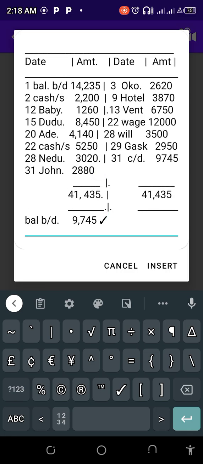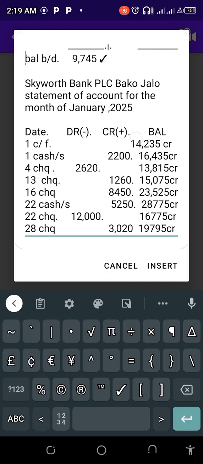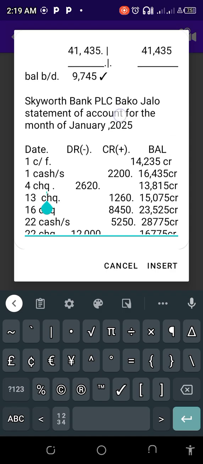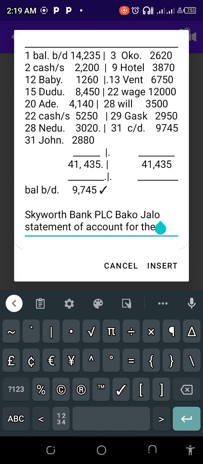Now let us take the next transaction, which is Baby. The check that is lodged by Baby is 1,260. Let us also locate it on the credit side. Yes, the check is there on the 13th. It was credited. It is 1,260.